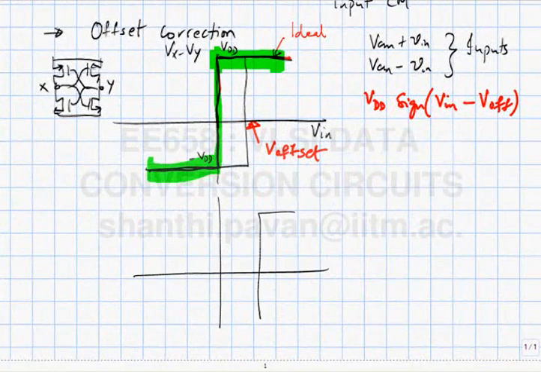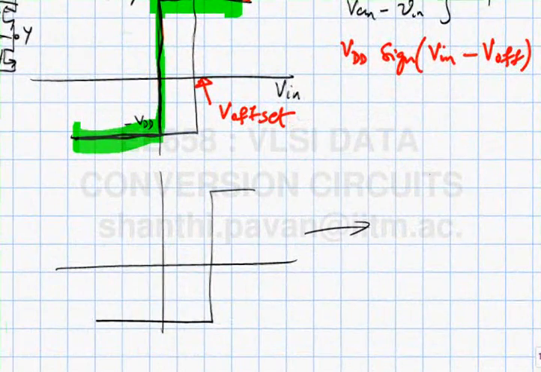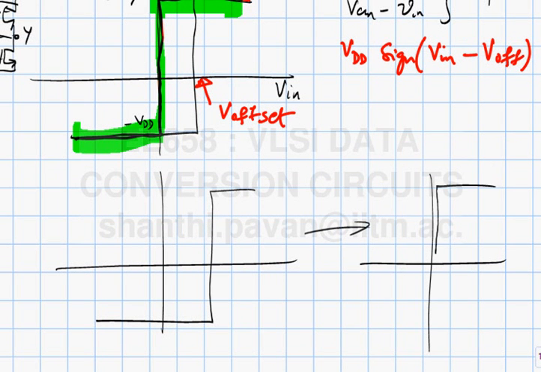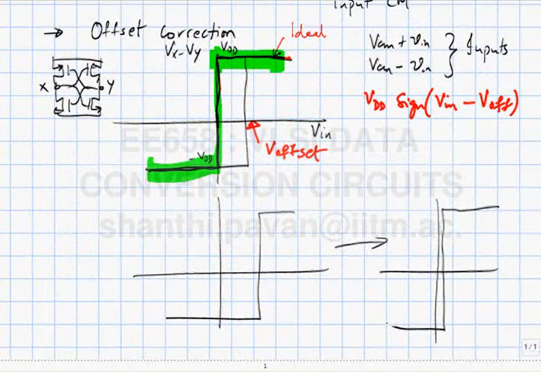I have this guy, and I want to get to this chap. Let me go in steps here. One way of doing it is to shift the characteristic by some voltage, but as we just discussed, that's not practical because we don't know how much to shift it by. What else? How can you interpret this?